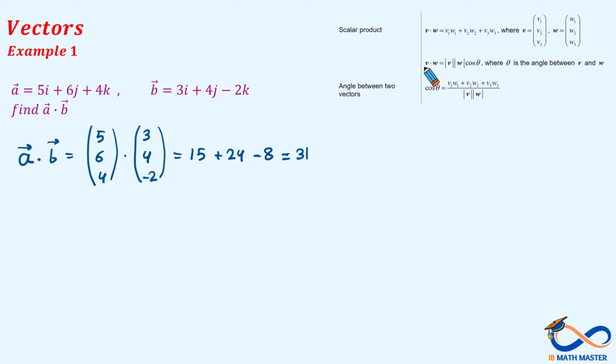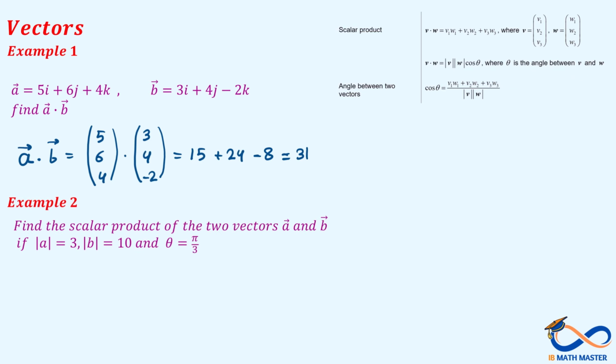Now, this is not the only way we can calculate the scalar product. As you see here, we have another way given in the exam as well, which is this. To calculate the dot product between V and W, we multiply the magnitude of the first vector by the magnitude of the second one by cosine theta, where theta is the angle between the two vectors themselves, V and W.